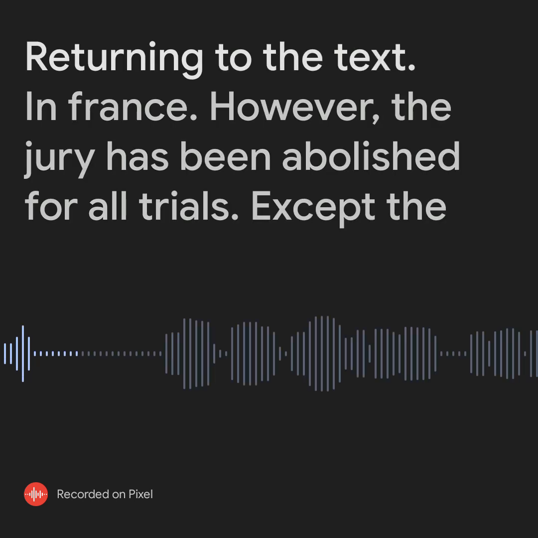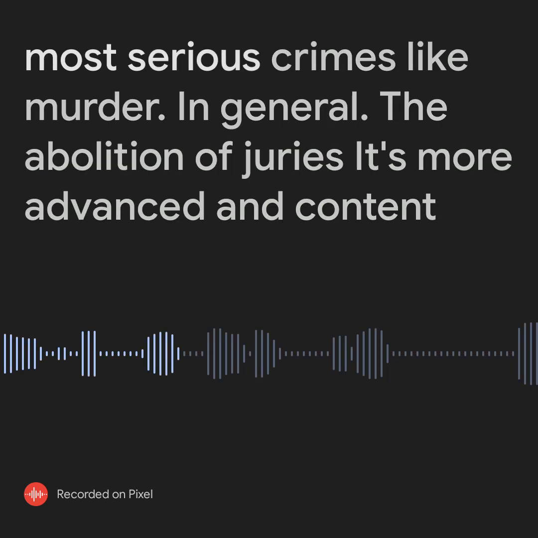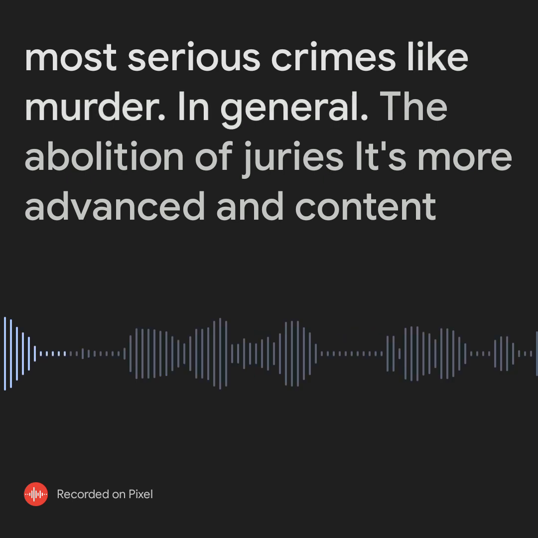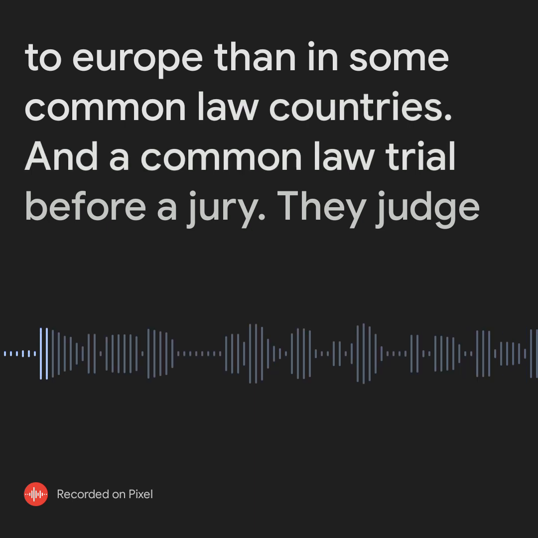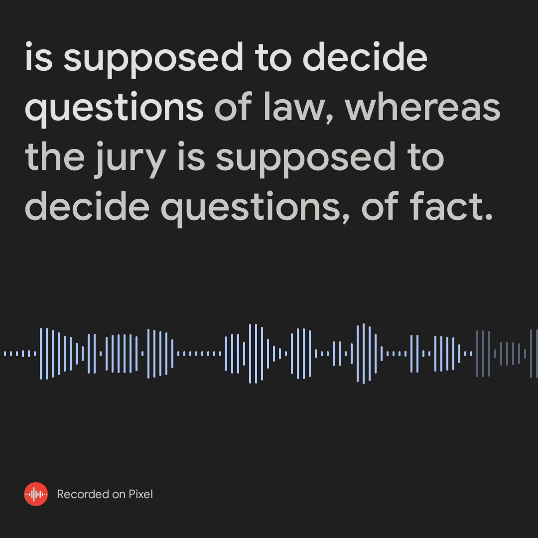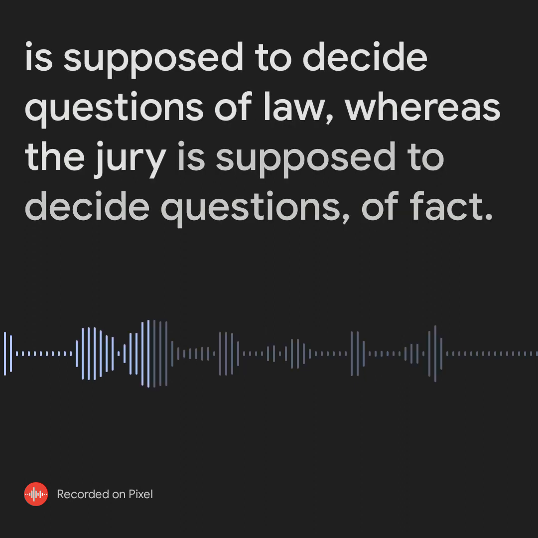Returning to the text. In France, however, the jury has been abolished for all trials except the most serious crimes, like murder. In general, the abolition of juries is more advanced in continental Europe than in some common law countries. In a common law trial before a jury, the judge is supposed to decide questions of law, whereas the jury is supposed to decide questions of fact.